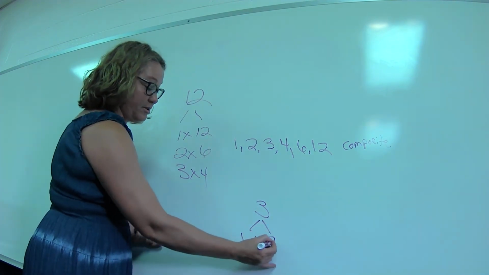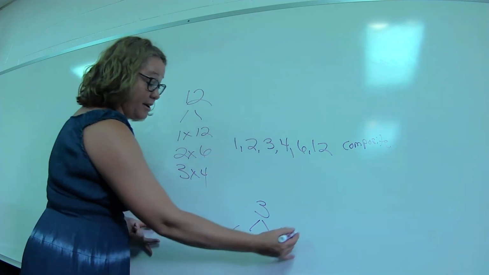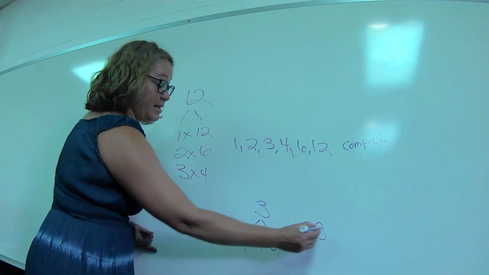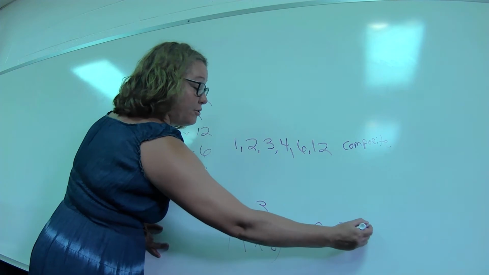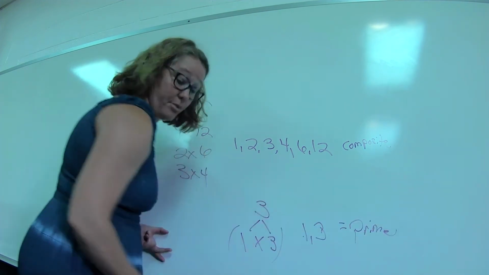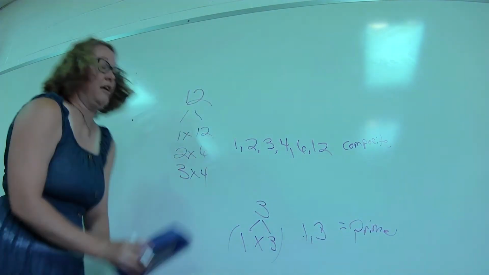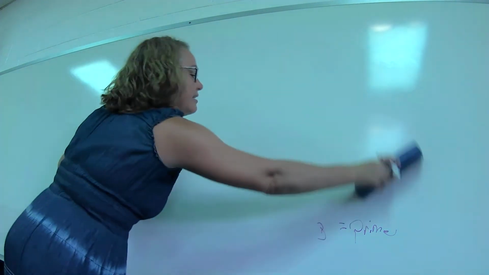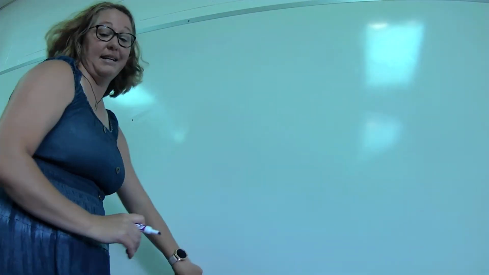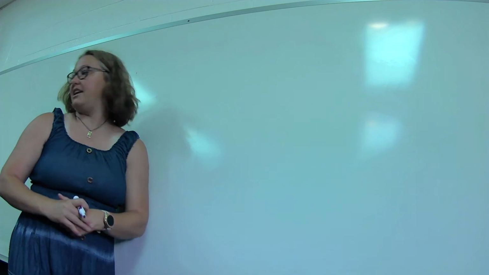Alright, what about the number 3? 1 times 3. That's my factor pair. My factors are only 1 and the number itself. Therefore, it is prime. Alright, so let's divide by primes. And what do I mean by that? Some people will say it's upside down division. Okay, it's dividing by primes.